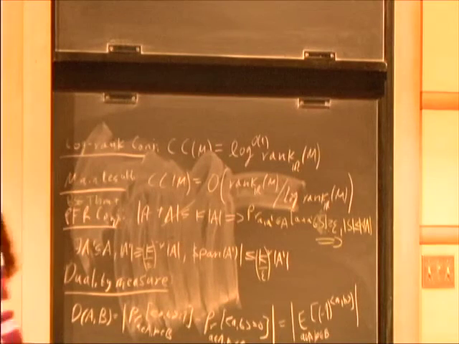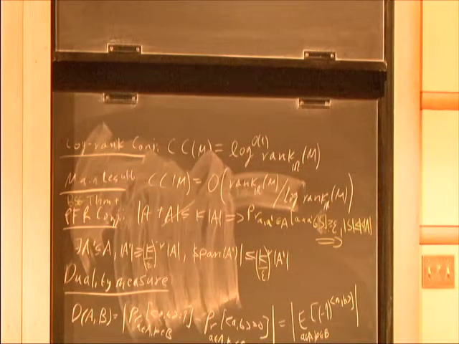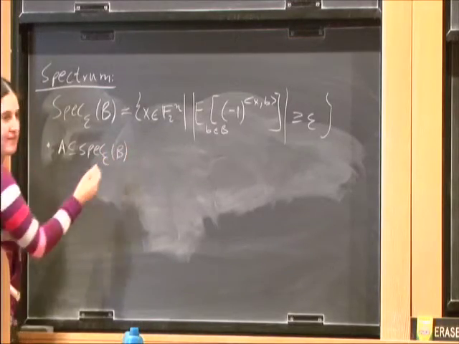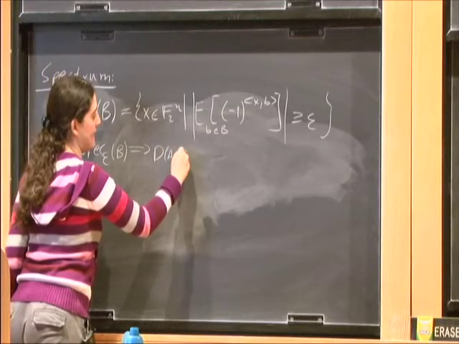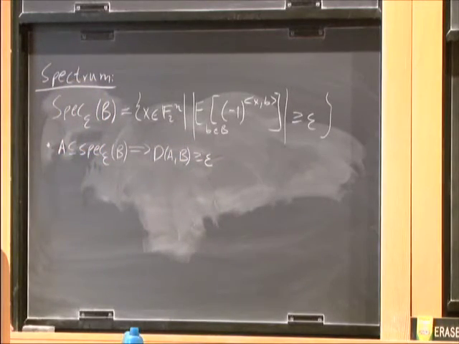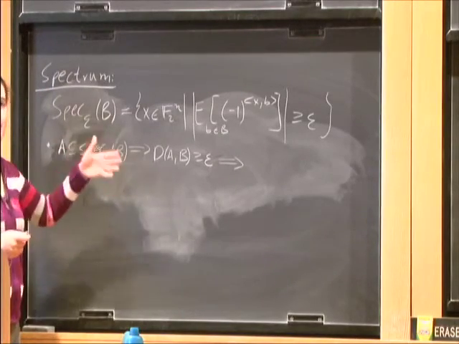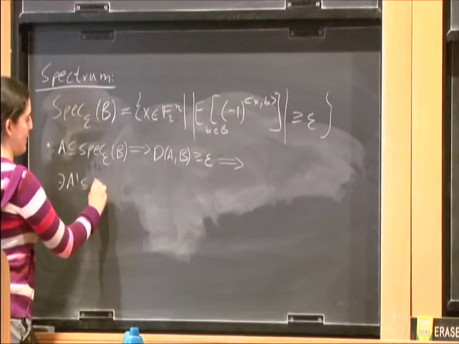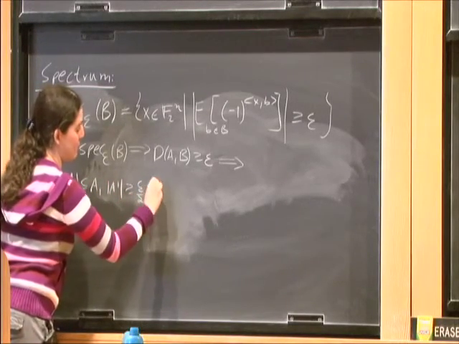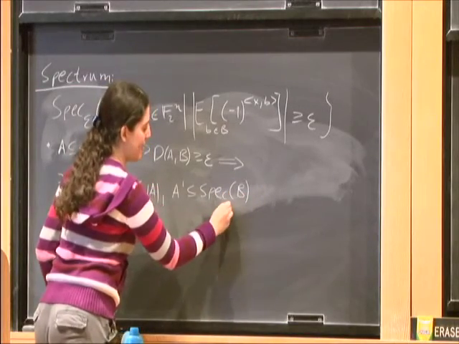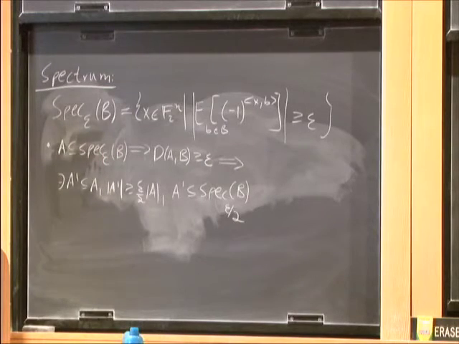So given this definition, one can see that suppose that A is contained in the spectrum epsilon of B. Then in this case, the duality measure of A and B is at least epsilon. And on the other hand, by Markov's inequality, if the duality measure is at least epsilon, then there exists a large subset of A which is contained in the spectrum. So there exists a subset of A of size at least epsilon over 2 times the size of A, say, such that it is contained in the spectrum. It won't be spectrum epsilon, but say spectrum epsilon over 2. Yeah, I cheated a bit, because of the absolute value there is a factor of 2. Never mind.